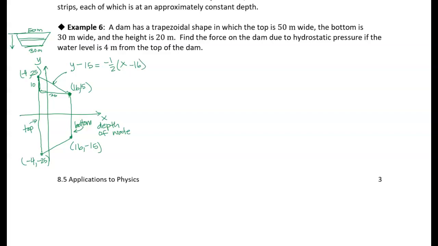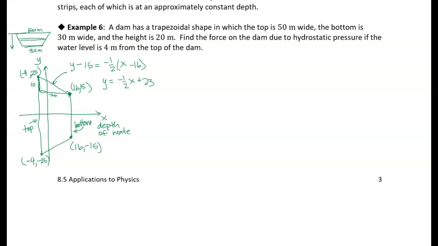All right, so let's clean that up a little bit. This gives me y is equal to minus 1/2 x. So minus 1/2 times minus 16 is a positive 8, and then I'm going to add 15 to both sides, so I get 23. All right, so now I have an equation, and I've got the depth. The depth is increasing in the x direction, so x is the depth, because I've sort of reoriented my dam shape.